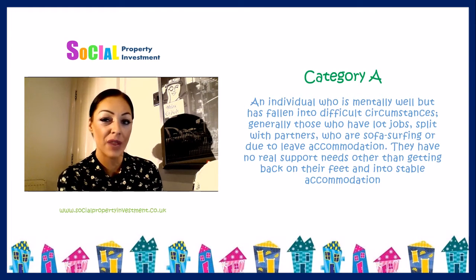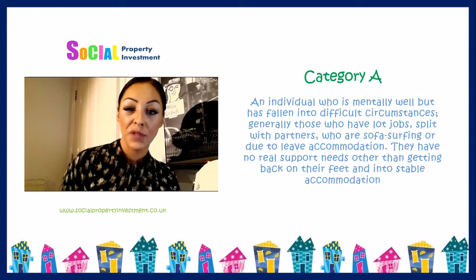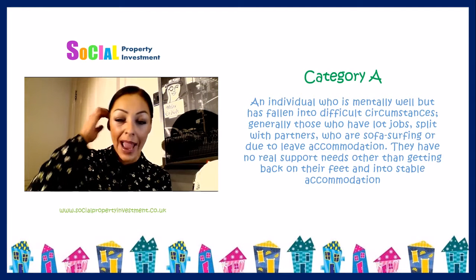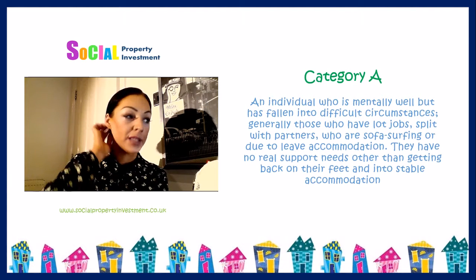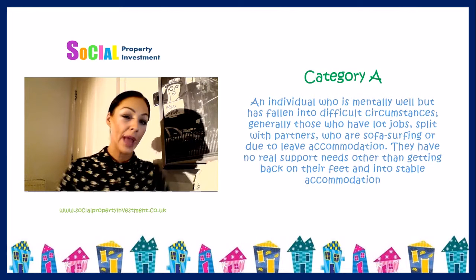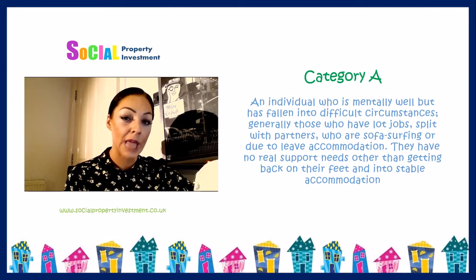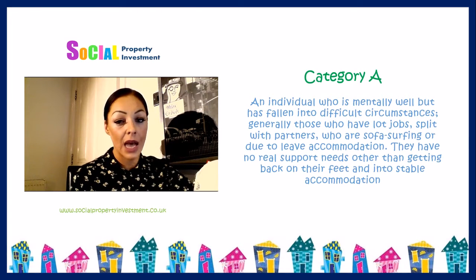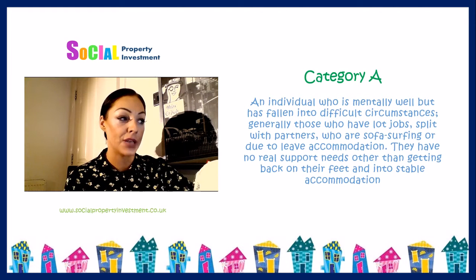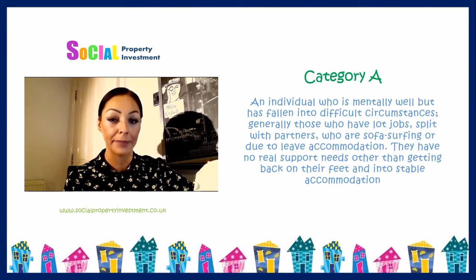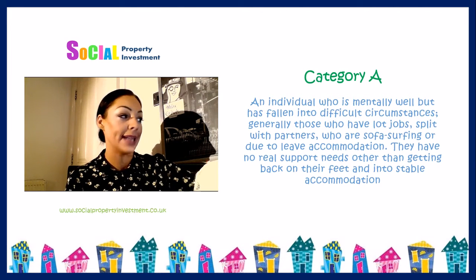They've got some rent arrears. They might be sofa surfing. Maybe they fell out with their parents or split up with a girlfriend. They may be just going through a bit of a rough time, but all the signs are things are going to pick up and they're going to end up back on their feet quite quickly. So that's your category A tenant.